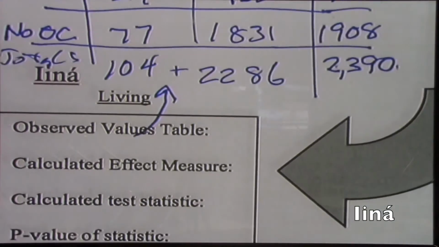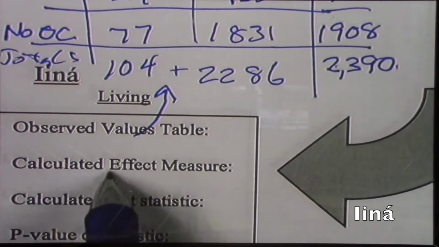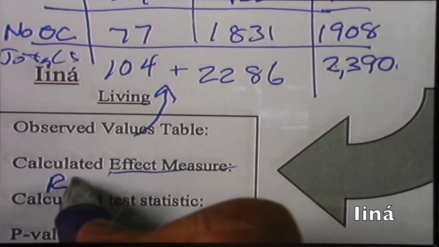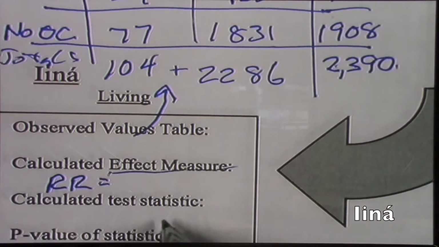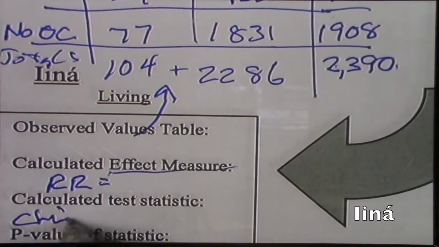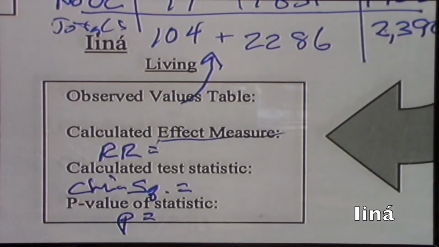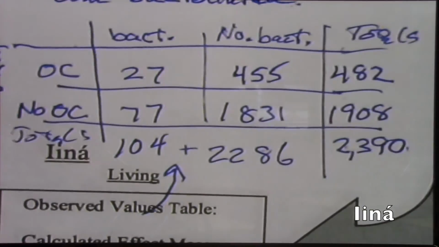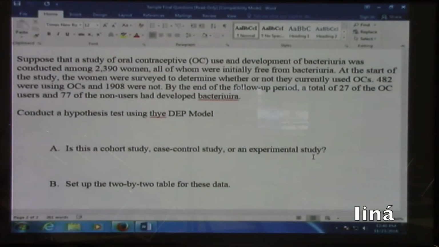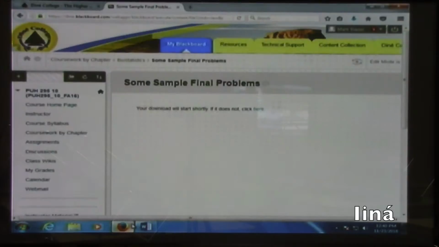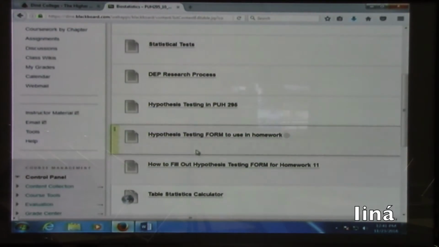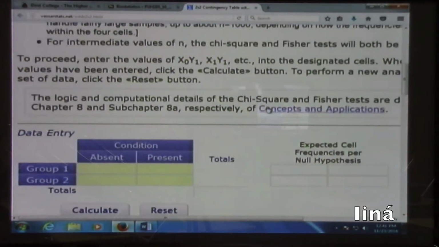Okay, so the next thing we want to do is get the effect measure, which was the RR. We want the test statistic, which is the chi-squared. And then we want the p-value. So we've got a bunch of things to go get here. So we're going to run over to our handy website. Back over to Blackboard, back to the biostatistics folder, and about halfway down, Table Statistics Calculator. So here's our calculator.